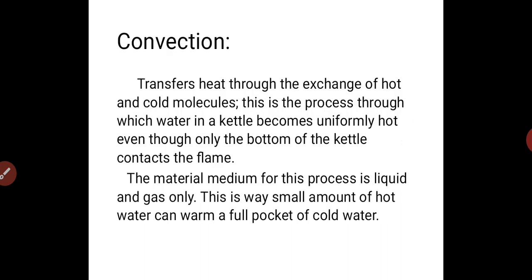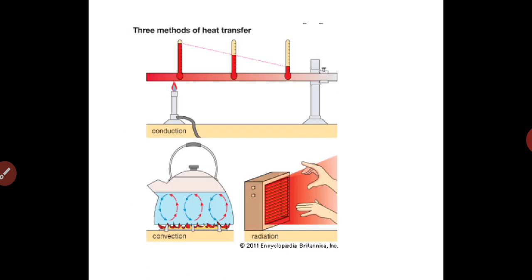That is conduction. Now let's talk about convection. This is the transfer of heat through the exchange of hot and cold molecules. This is the process through which water in a kettle becomes uniformly hot, even though only the bottom of the kettle contacts the flame. I think I've explained this earlier through this diagram, the way heat is transferred from the base of the kettle to all the other parts of the kettle.